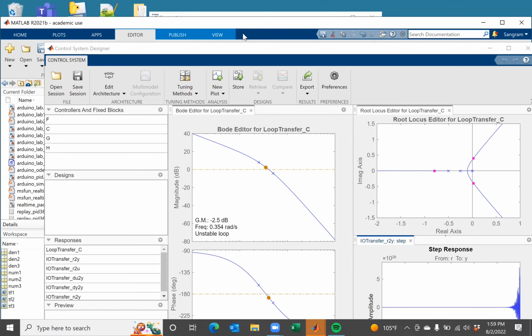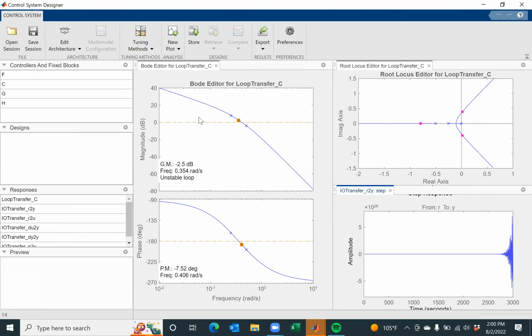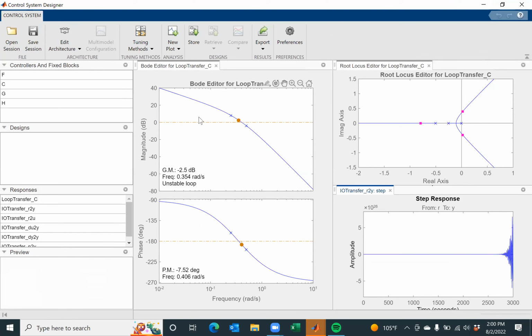Okay. Is everyone with me so far? Online students, I just want to make sure that you have the same results as I do. Did you get these plots?